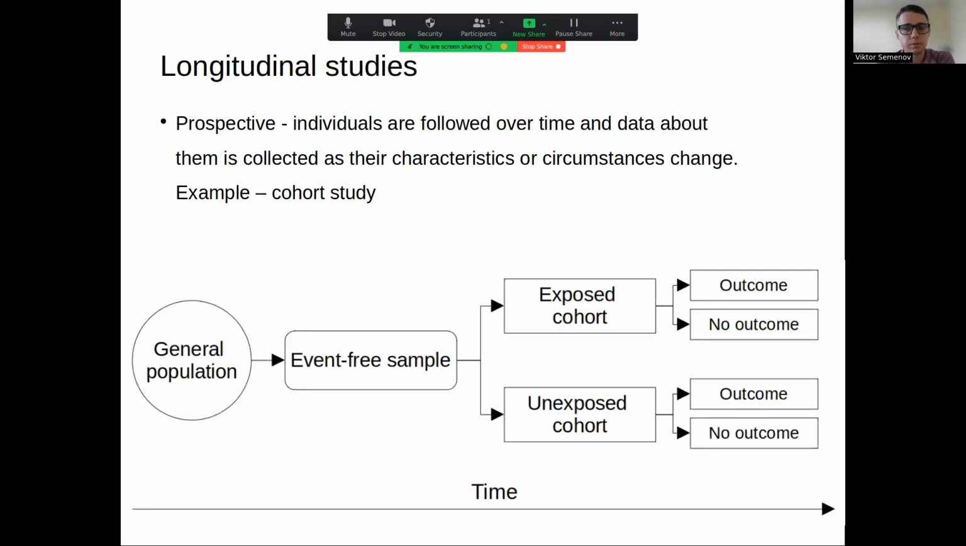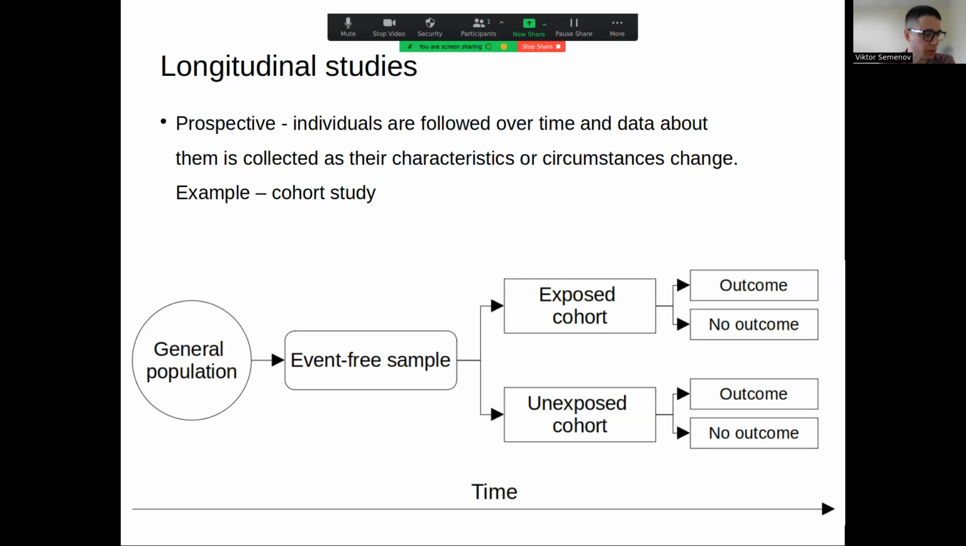Let's discuss prospective and retrospective studies using examples. Prospective studies are when individuals are followed over time and data about them is collected during the conduct of the study. The classical example of a prospective longitudinal study is a cohort study.